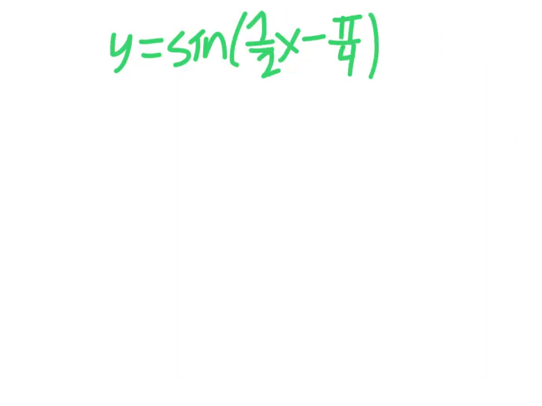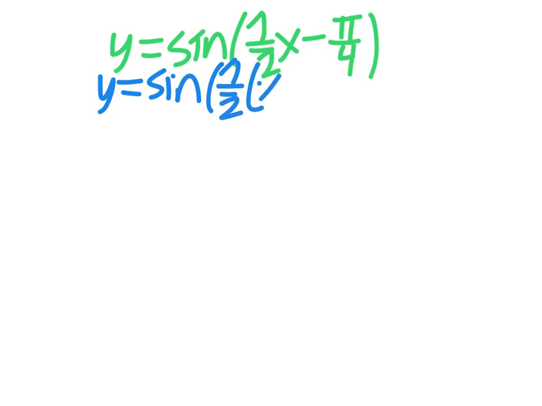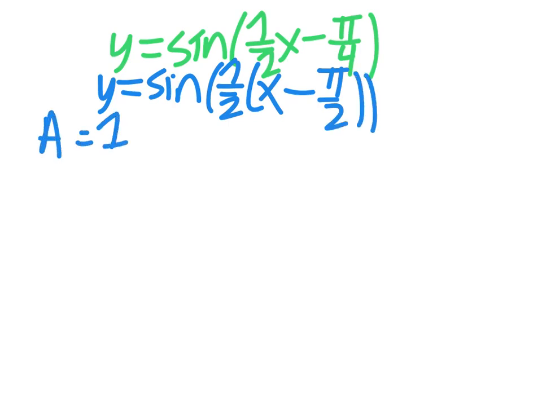Now let's get into graphing these transformations. First we have y equals sine of 1/2 of x minus pi over 4. So we want to take the 1/2 out, so we get y equals sine 1/2 of x minus pi over 2. From this we can figure out that a equals 1, b equals 1/2, so the period is equal to 4 pi.